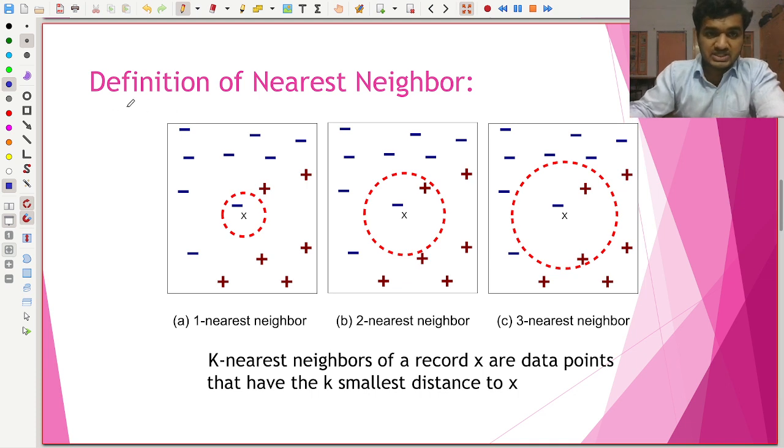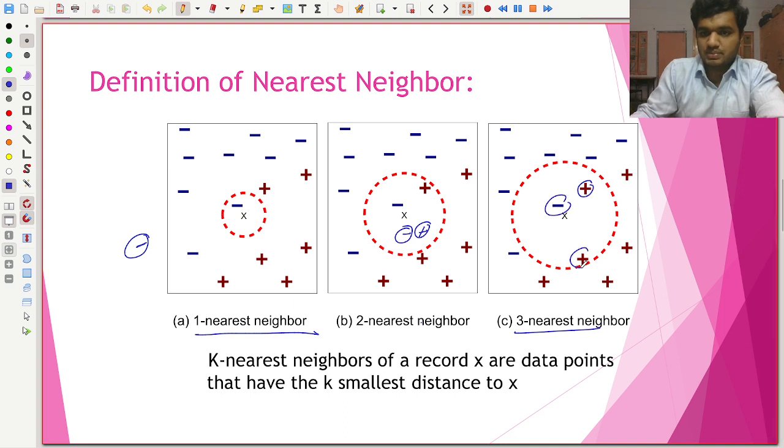Here you notice, the first example is one nearest neighbor. Suppose it is your new data point and it is present in minus, so the output will be minus. In two nearest neighbors, first you move minus then plus, so maybe minus, maybe plus. In three nearest neighbors there is 1 plus, 1 minus and 1 plus, so the output will be plus.